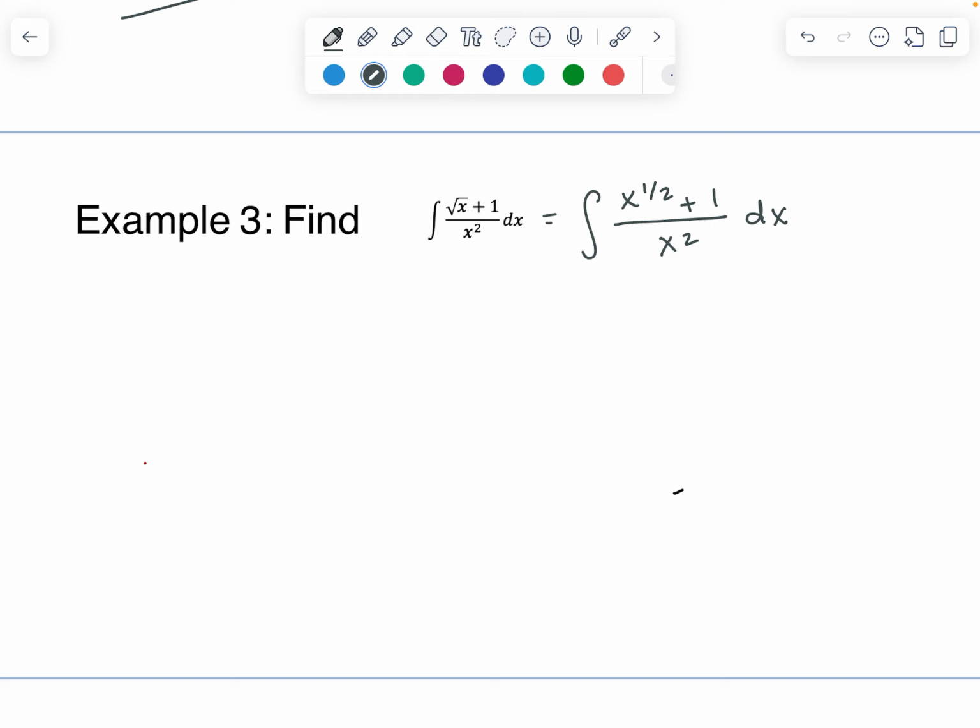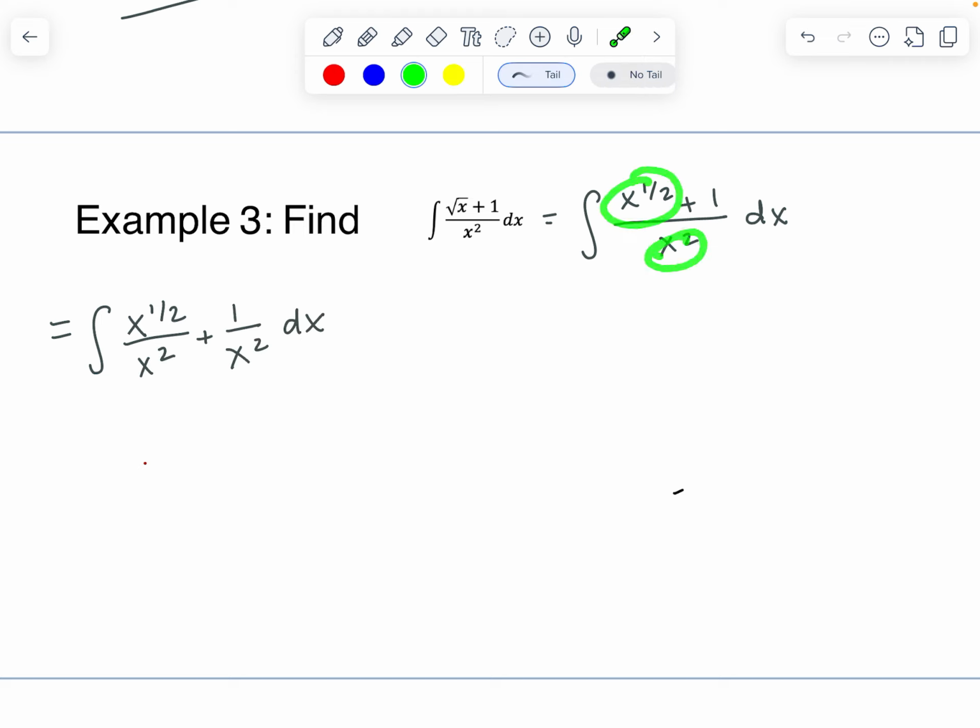And now I'm actually going to divide, because this says x to the 1/2 power plus 1 divided by x squared. When you divide by a fraction, you are allowed to split the numerator. So I'm going to rewrite this as x to the 1/2 power over x squared plus 1 over x squared dx. So I'm just doing this divided by this and this divided by this.